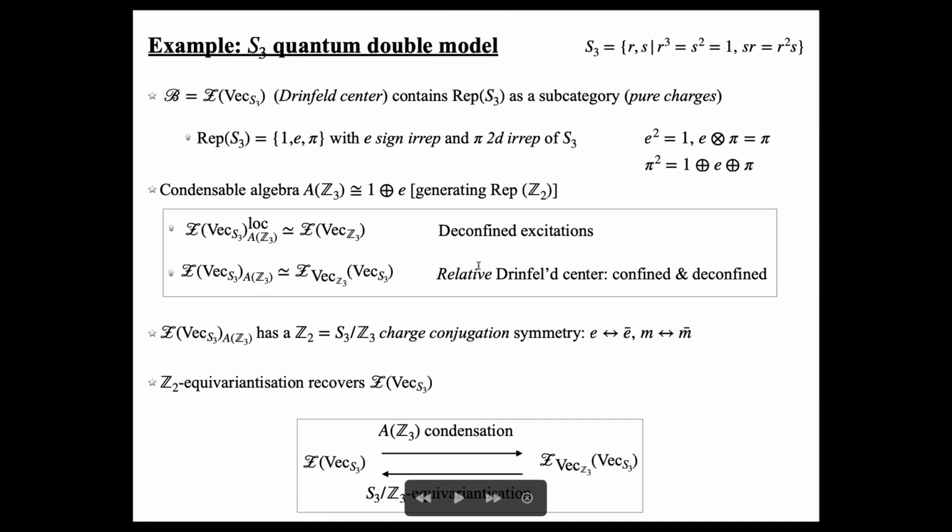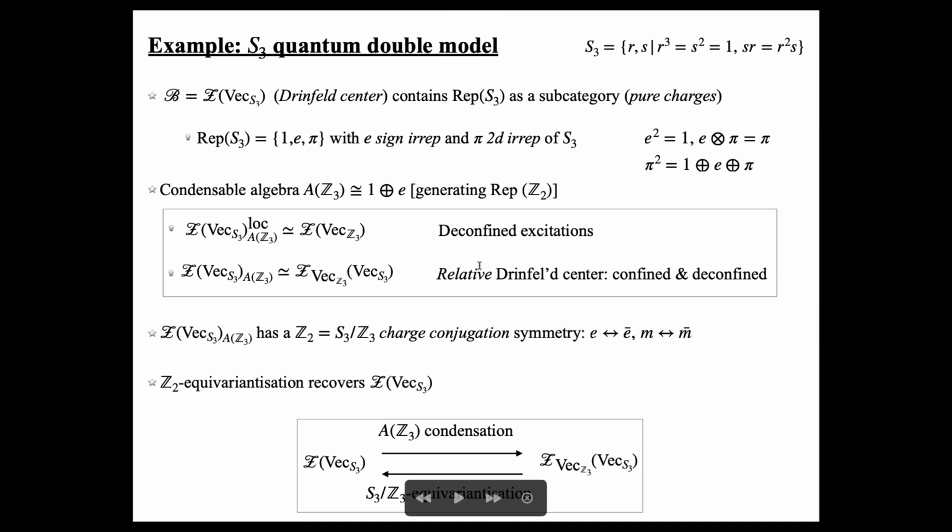where the excitations are described by the Drinfeld center of Z3, while the local and non-local modules, so the general A modules, are described by this relative center of Z3 in S3. And notice that here, one can show that this actually has a Z2 symmetry, which in this case is given by S3 mod Z3, which is nothing but charge conjugation. So in this Z3 topological order, you swap e-bar with m and m-bar.